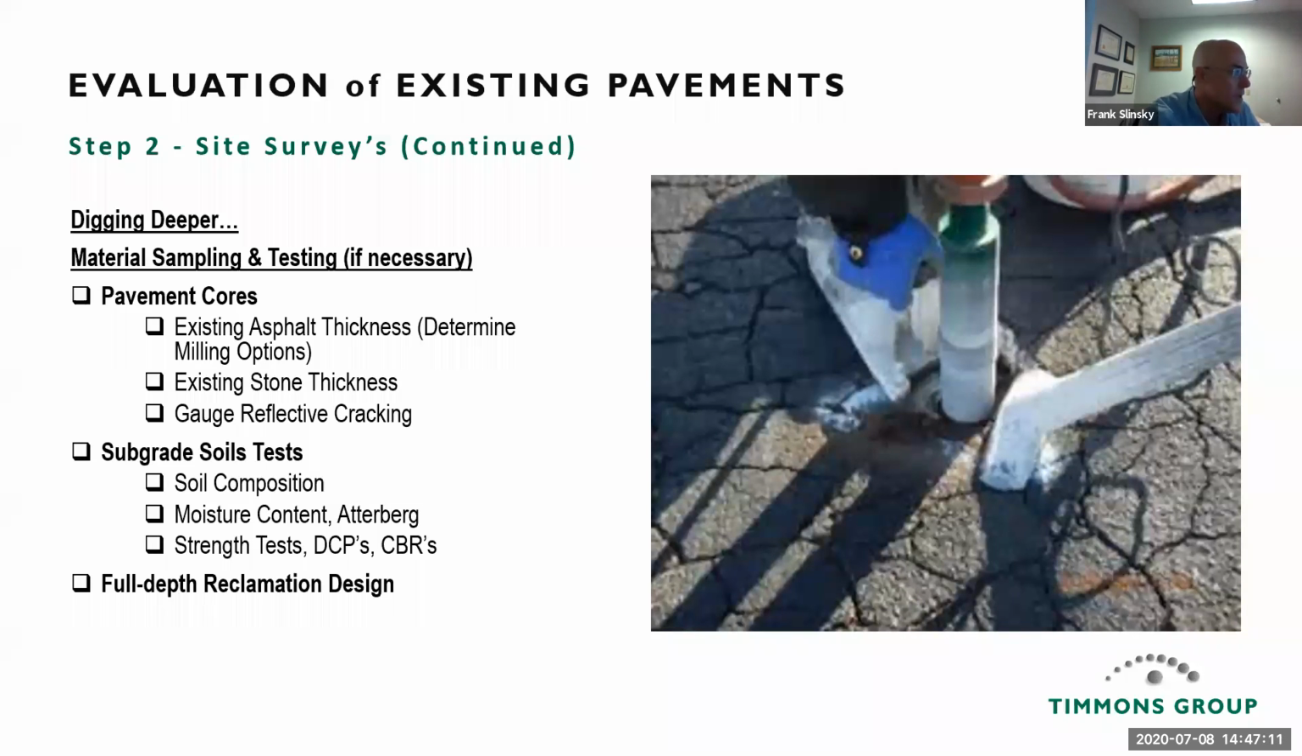And then subgrade soil tests. You get your soil composition, moisture content, Atterberg, and strength tests. You get a DCP in the field and you convert it to a CBR and do some calculations. And this is also the data you gather for a full depth reclamation design. You need to know what material you have in order to know what to design for.